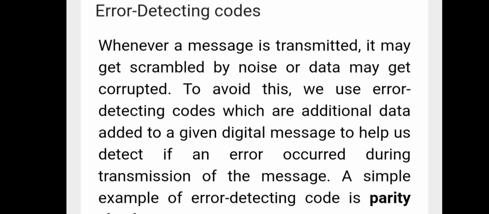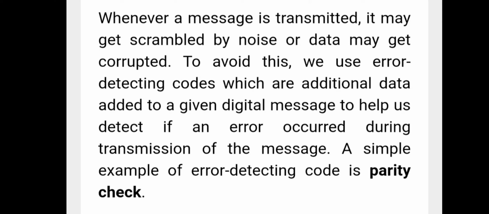Whenever a message is transmitted, it may get scrambled by noise, or the data may get corrupted. Means if the bits are changed, automatically the data will be corrupted. To avoid this, we use error detecting codes, which are additional data added to a given digital message to help us detect if an error occurred during transmission of a message. A simple example of error detecting code is parity check.